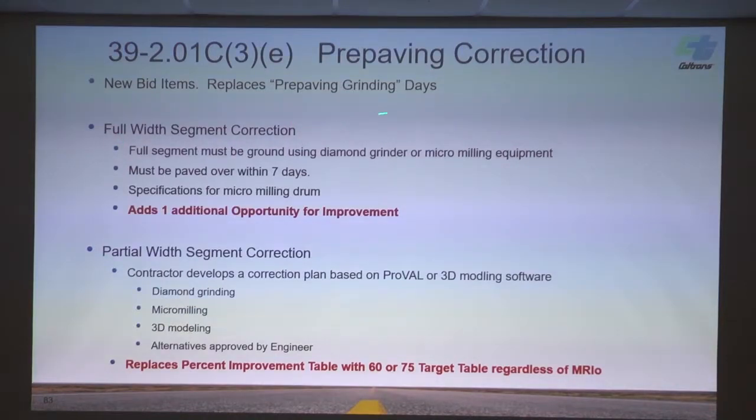So this full width segment correction, which I like to call skim grinding, is just taking a diamond or micromill and dialing it in, putting it on automatics and letting it go. Skim off 1/8 of an inch. You're trying to touch the whole lane for the 10th mile, the full 12 foot. You're just trying to smooth it out. So rather than going out there with a diamond grinder and trying to hit a bunch of different spots, which would take forever, a micromill can just go through it really fast.